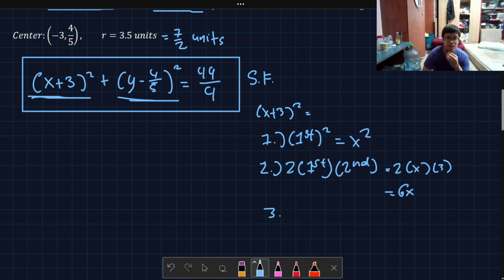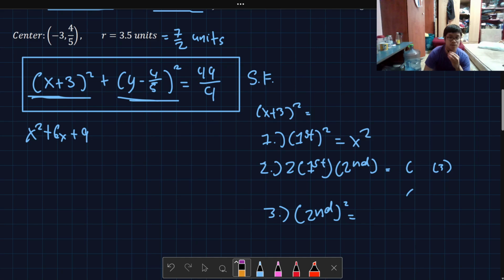And lastly, we have the third step, which is the square of the second term. The second term is 3, so 3 squared is simply 9. Then you add the results. You will have x squared plus 6x plus 9. All right? Now we will do the same thing for y minus 4 all over 5. Since it's a squared binomial, the same application will do. So let's find the expansion for y minus 4 all over 5.